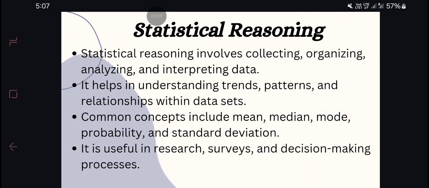Next is statistical reasoning. So statistical reasoning involves working with data, such as collecting, organizing, analyzing and interpreting data. It is a type of reasoning where we use concepts like mean, median, mode and probability. It also helps us understand trends and patterns in data. For example, when we analyze survey results or exam scores, we use statistical reasoning. This helps us make decisions based on evidence and data rather than guesswork.